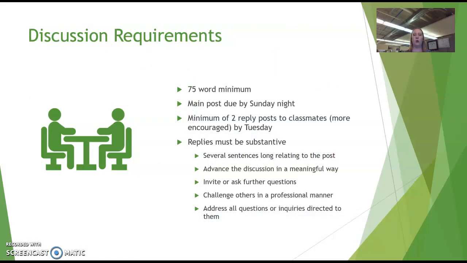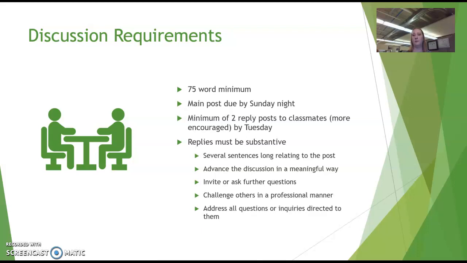So other discussion requirements, and these are stated in the rules of discussions that are linked in the first discussion post. You have a 75-word minimum. The main post is due Sunday night. You have 2 reply posts that are a minimum of 2. You can do as many as you want, but a minimum of 2 reply posts to classmates by Tuesday.